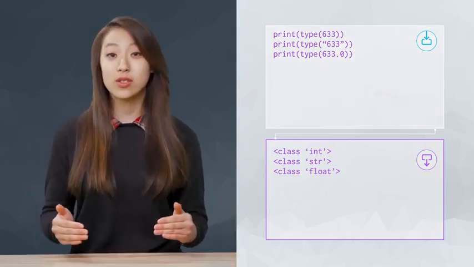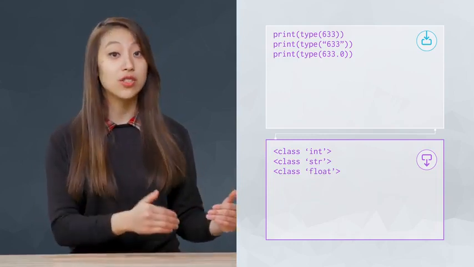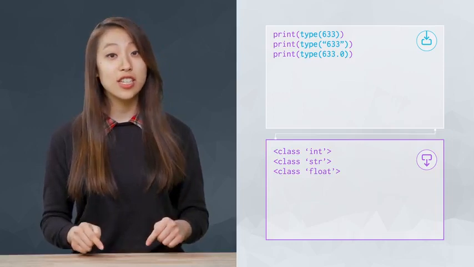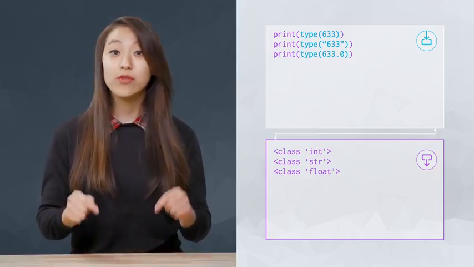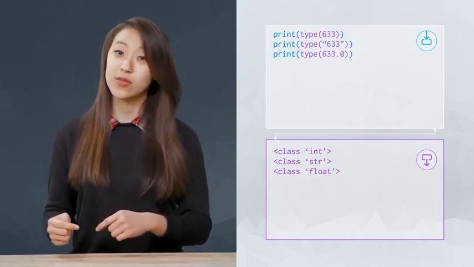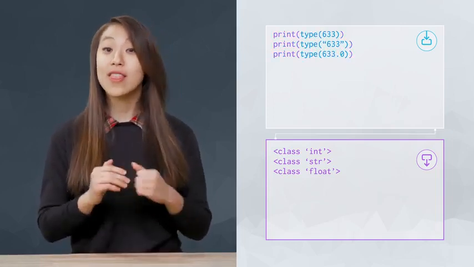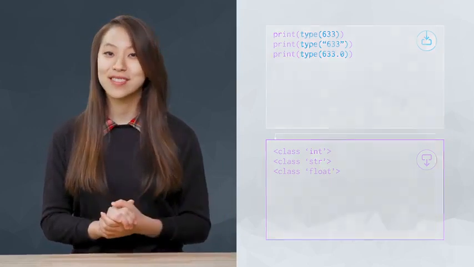We use parentheses to define the order in which functions get run. What's contained in one set of parentheses needs to be evaluated first before being given as input to the next function. Here, the type function is run first, and then its output is printed.